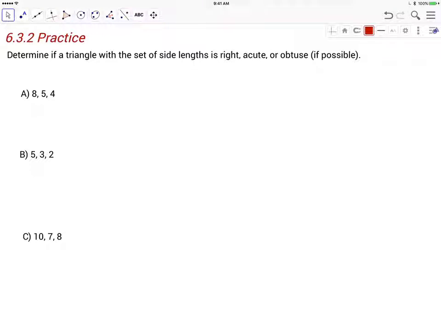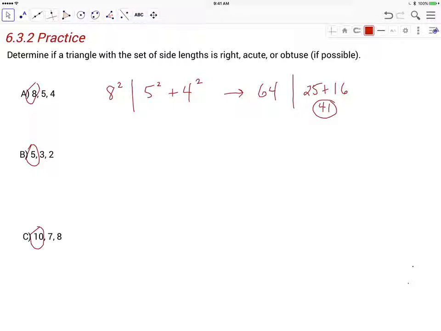Okay, right away. In all three cases, you want to always identify the biggest side, right? So we'll do that in each of these cases. And then the question is, is 8 squared, and what's its relationship to 5 squared plus 4 squared? That gives me 64 as it relates to 25 plus 16. And 25 and 16 is 41, right? And so since 64 is greater than 41, this is obtuse.